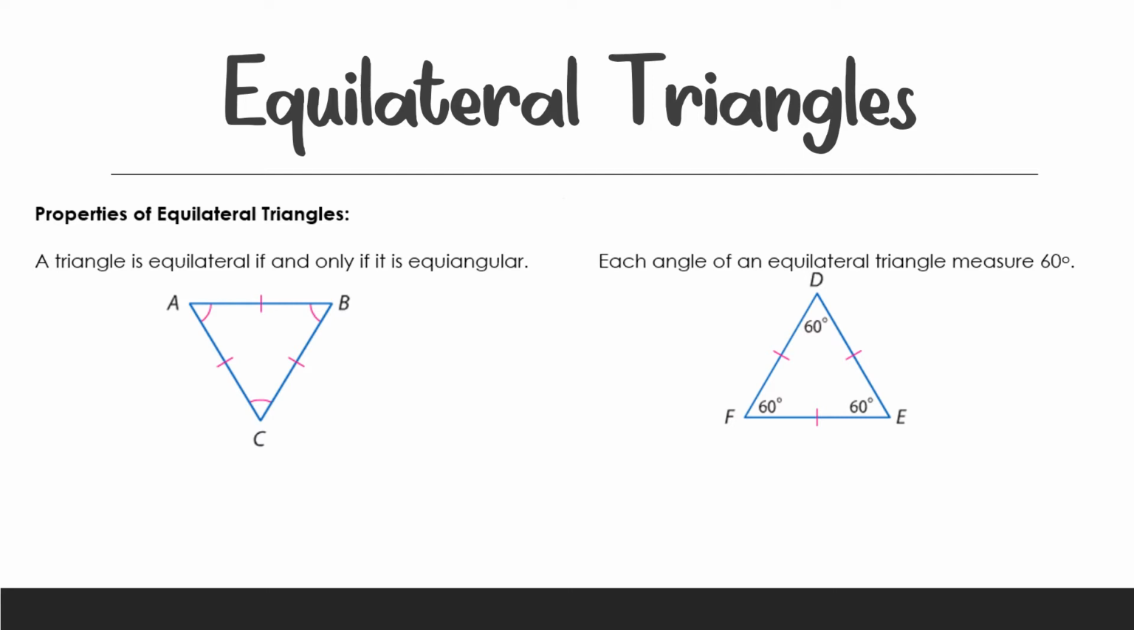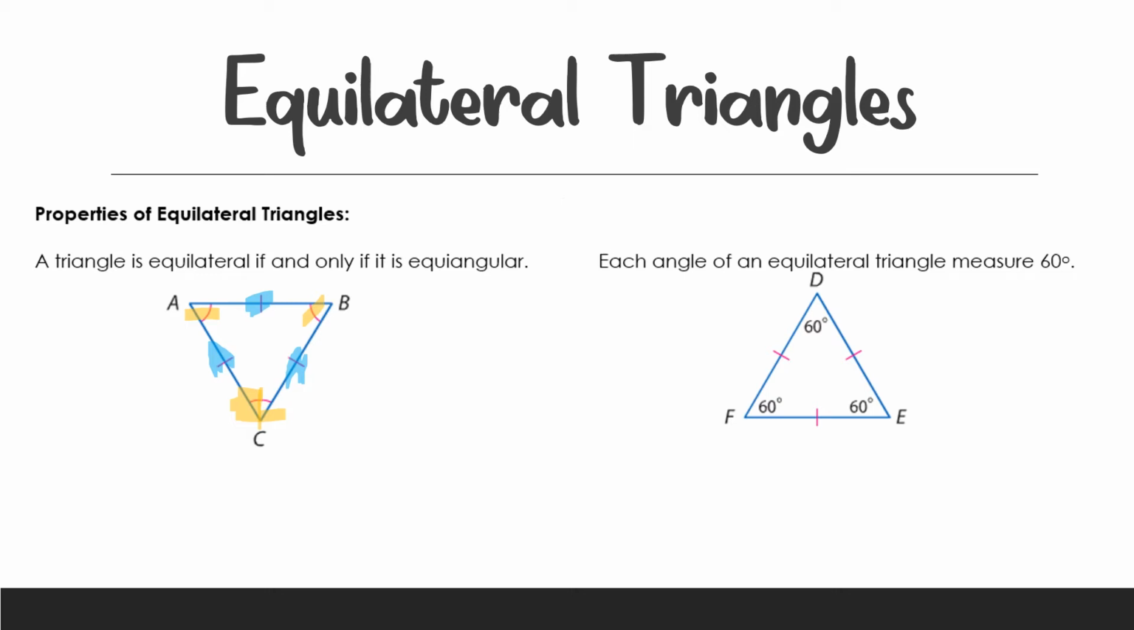With equilateral triangles, it will only be equilateral if all of the sides are the same and all of the angles are the same. Equilateral means equal sides, and equiangular means equal angle measures. You can see in this picture that all 3 angles, angle A, B, C, are all congruent based on their marks. And likewise, the sides are also marked congruent, so side AB, side BC, and side AC.